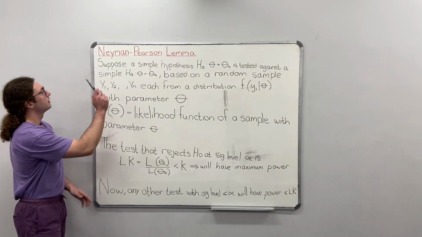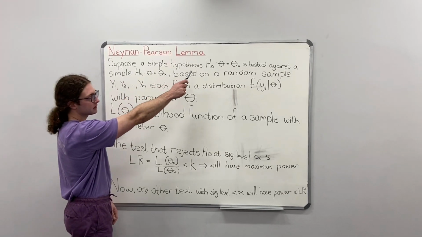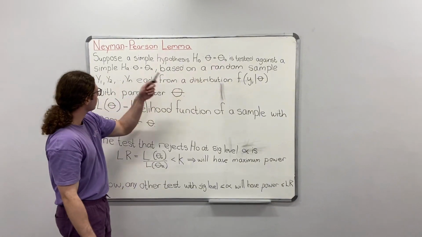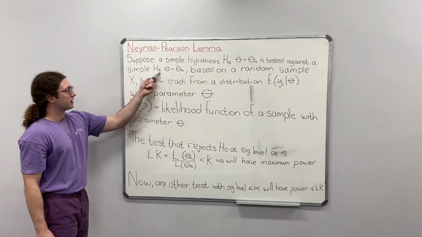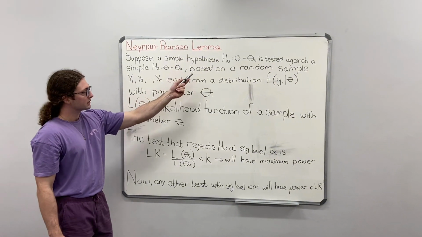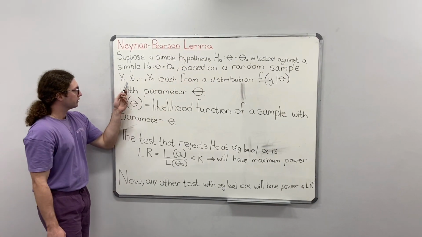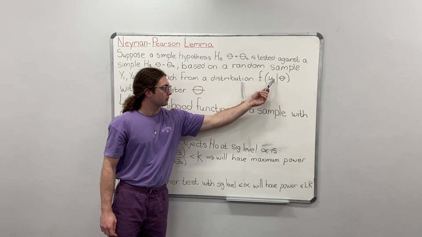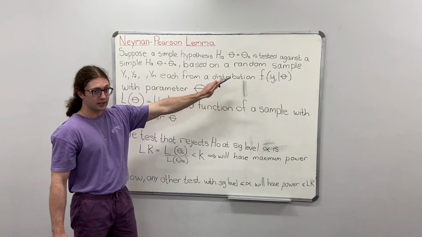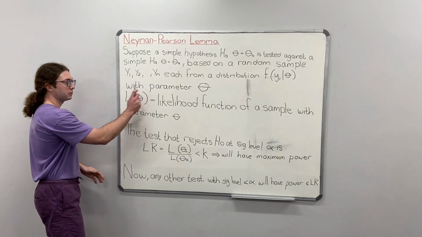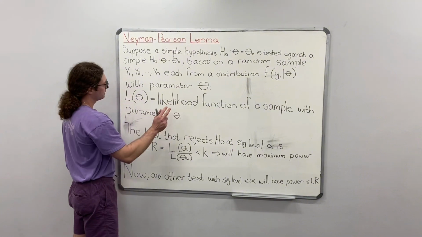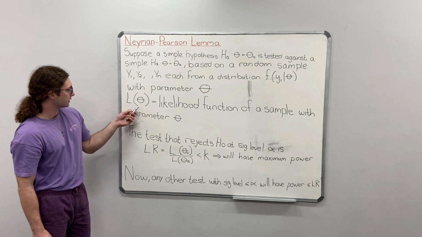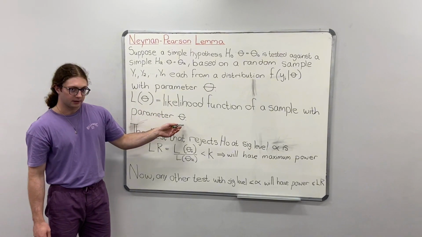So, suppose a simple hypothesis, H0, theta equals theta naught, is tested against another simple hypothesis, HA, theta equals theta A, based on a random sample y1 through yn, each from a distribution f(y | theta). They're all from the same distribution, with parameter theta. It's important that you state this. So, the likelihood function of the sample is L(theta) with parameter theta.